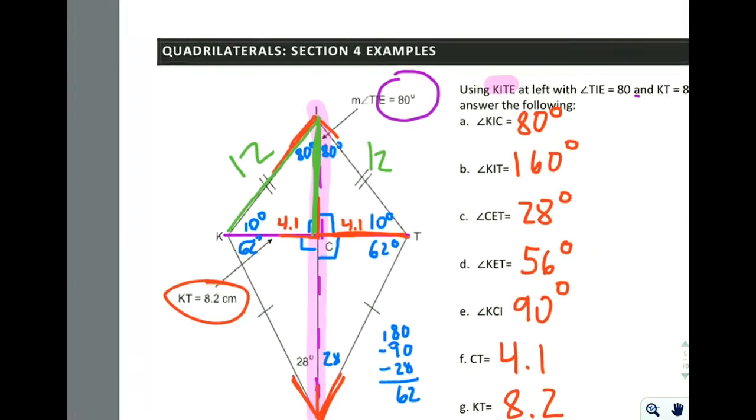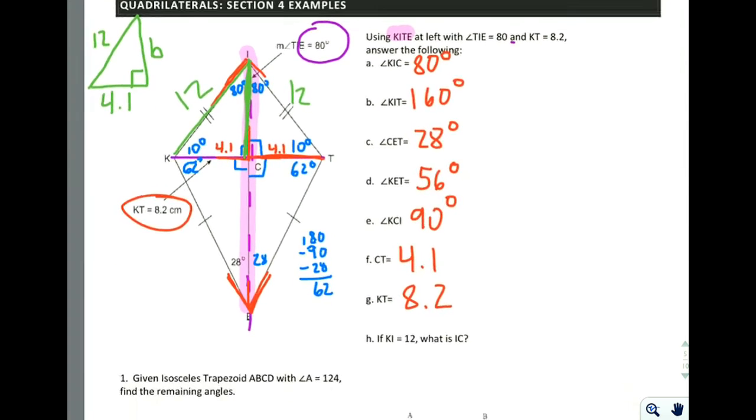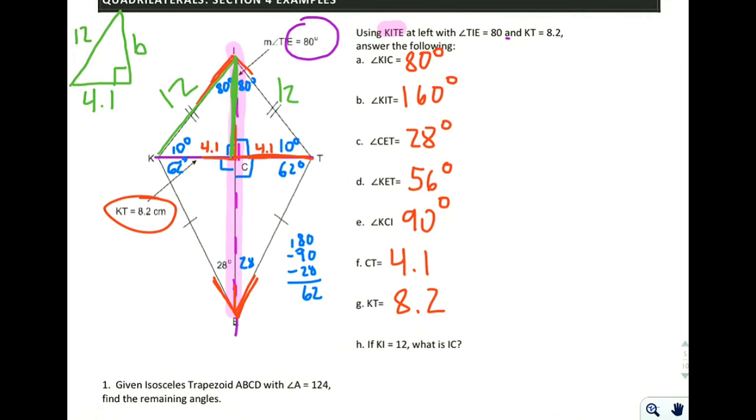And I'm going to redraw this off to the side just so we can more clearly see it with all the stuff going on. We have a side with 12. Down here we have a 4.1, and we have a right angle. So our 12 is our hypotenuse, so we're going to call it C, and we'll call this side A, and then that side would be B. So do our Pythagorean theorem, and I will write that off to the side where we have some room. 4.1 squared plus b squared equals 12 squared.